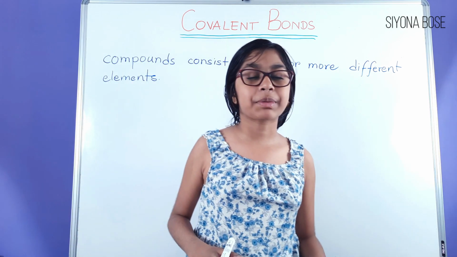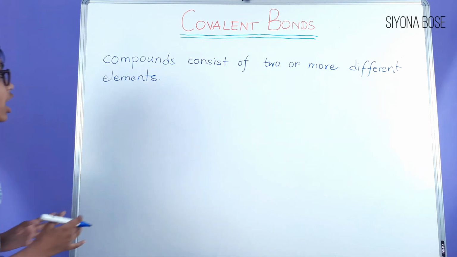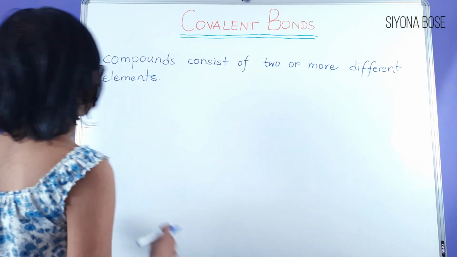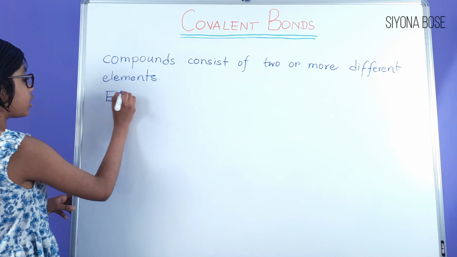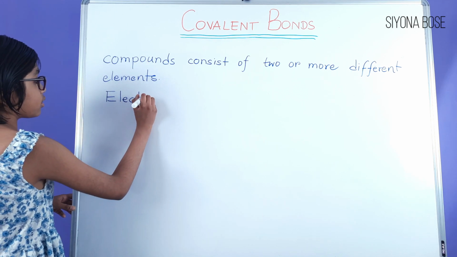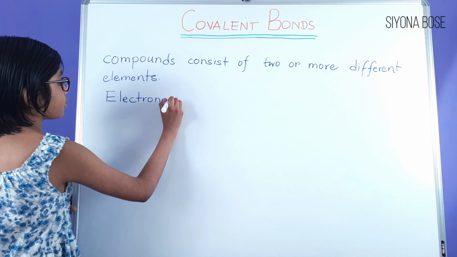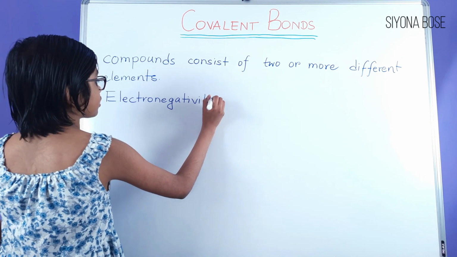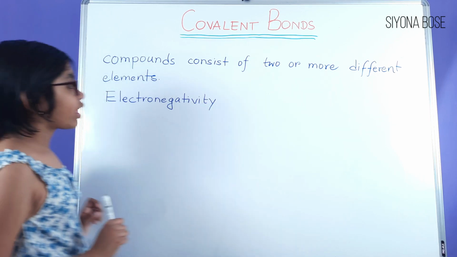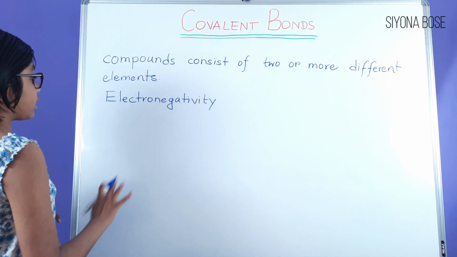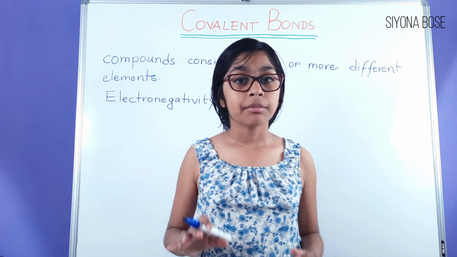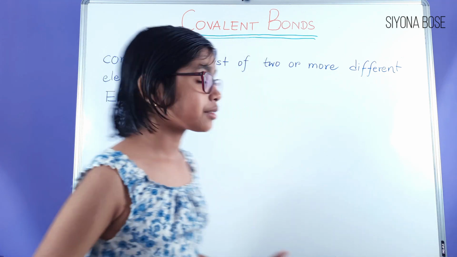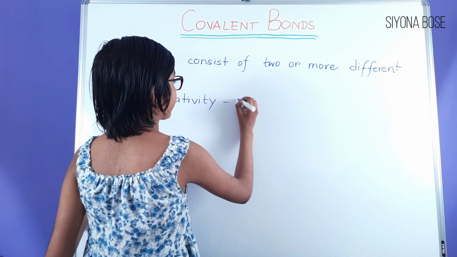In these compounds, we have to identify the type of covalent bond. This is where electronegativity comes in. Electronegativity means the attraction to the sharing electrons, the attraction of the sharing electrons.